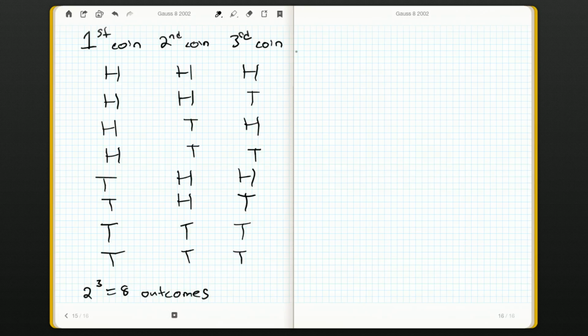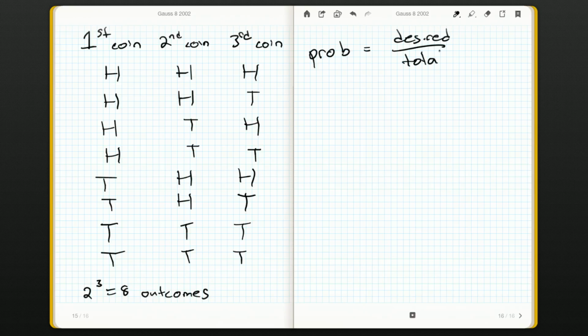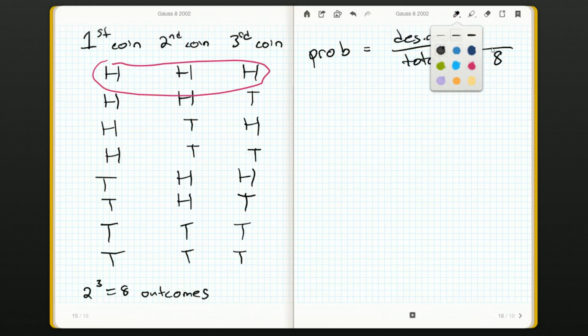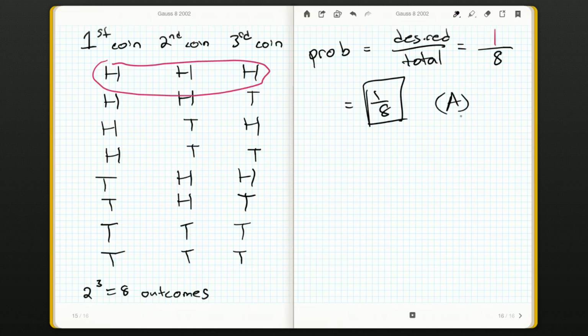Okay, so remember, probability is the desired outcomes over the total outcomes. Well, we know the total outcomes is going to be 8. We've exhausted our list, and if we thought about it, we should be getting 8 anyway. So how many have the desired outcome? Well, the desired outcome is all heads. And looking back in our chart, we only count that happens once. So we get ourselves a fraction, and we don't need to simplify it anymore. It's already in its lowest terms, 1/8. And that's an answer of A.